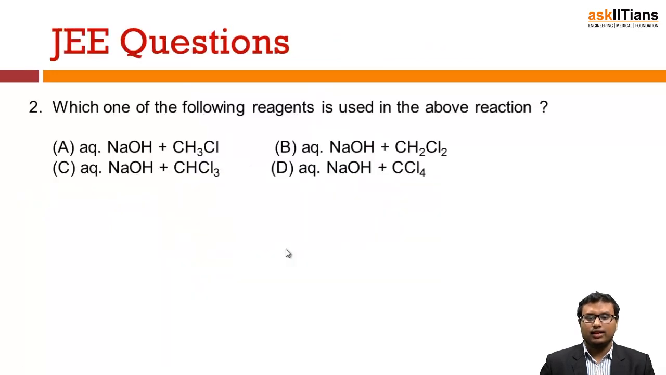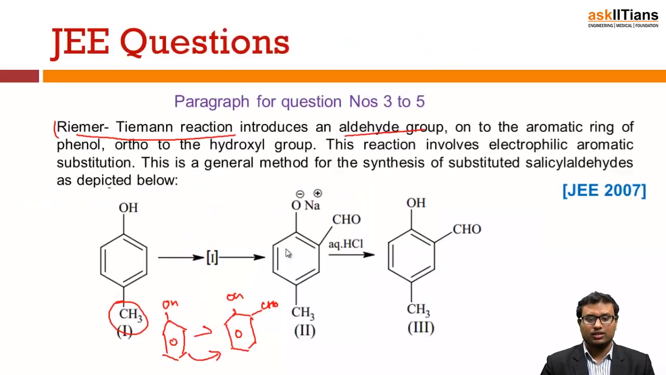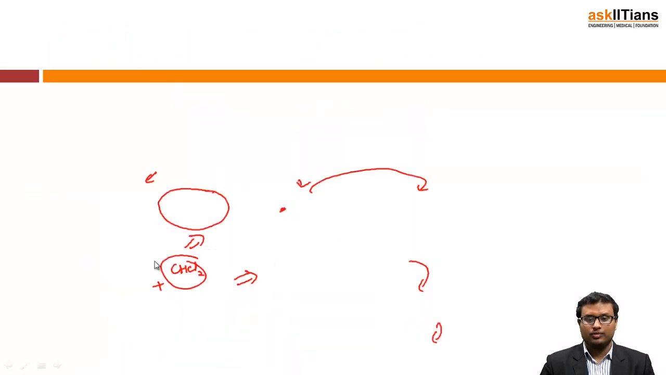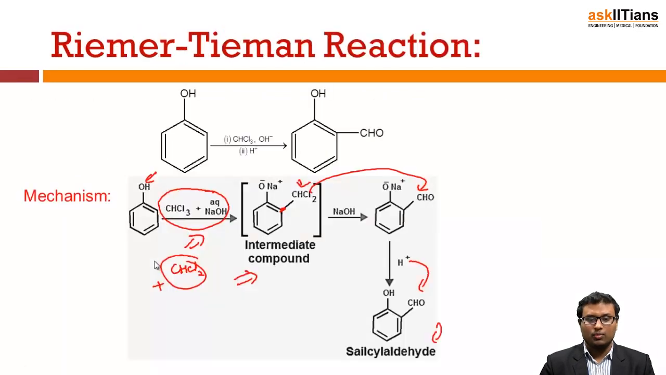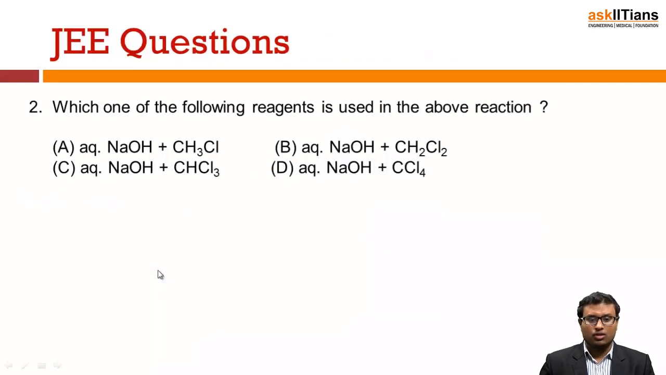Which one of the following reagents is used in the above reaction? In the Reimer-Tiemann reaction, this is actually the question, right? What is the reagent used? You know that in the Reimer-Tiemann reaction you use CHCl3 and aqueous NaOH. So the answer is aqueous NaOH and CHCl3. So the answer is C. Easy question if you know the mechanism of the Reimer-Tiemann reaction.